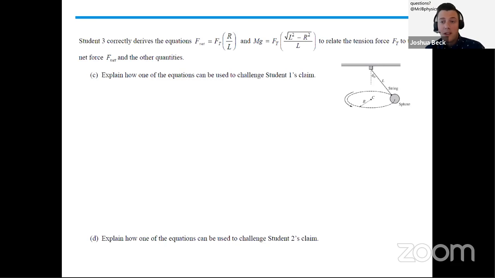Sometimes they'll give you an equation and they won't tell you if it's correct or not. And they'll say regardless of whether or not it's correct. And we'll see that a little bit later in the problem. But here we're told these equations are correct. So I can use these equations to try and see if I can challenge student one's claim.